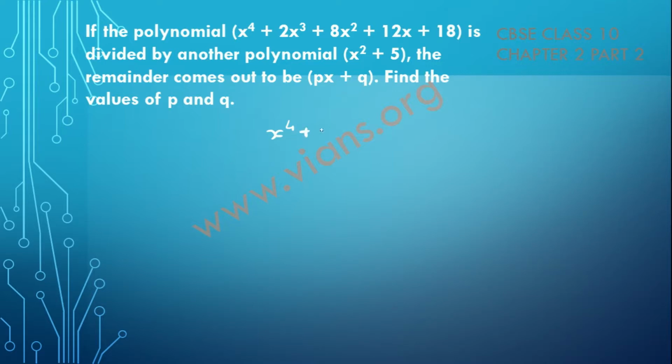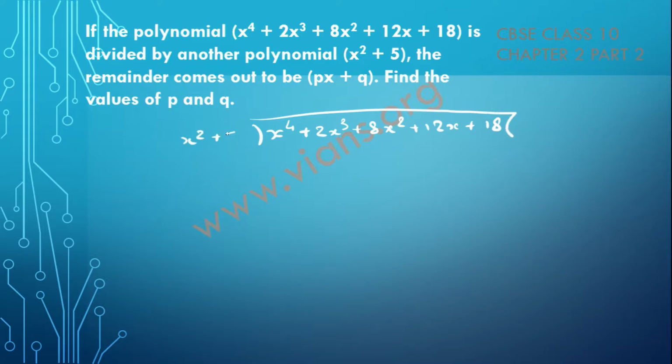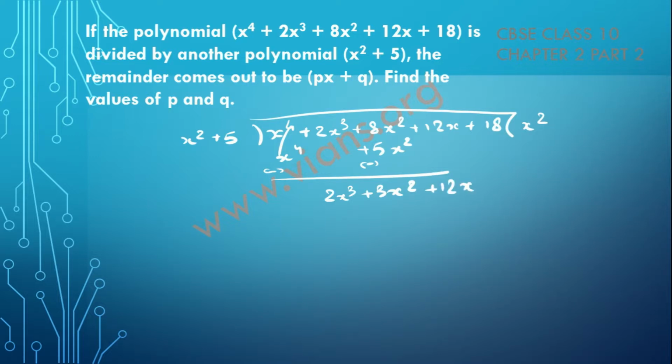So first of all, write this down. The dividend is x to the power 4 plus 2x cube plus 8x square plus 12x plus 18, and this needs to be divided by x square plus 5. What when multiplied by x square gives you x raised to power 4? x square. 5 into x square gives you plus 5x square. Subtract, remove the sign. You get 2x cube plus 3x square: 8 minus 5 is 3x square, plus 12x plus 18.